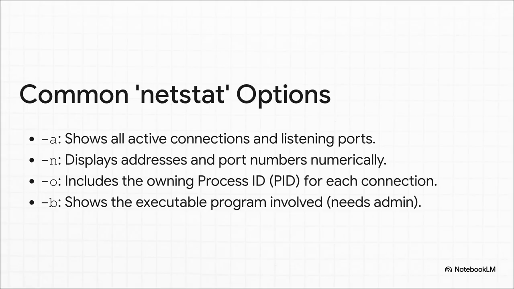You can use -a to see all connections, -n to see the numeric addresses instead of names, which is faster, and -o to see the owning process ID. That's the unique ID number assigned to every program running on your PC. Let's see how we can put them together.